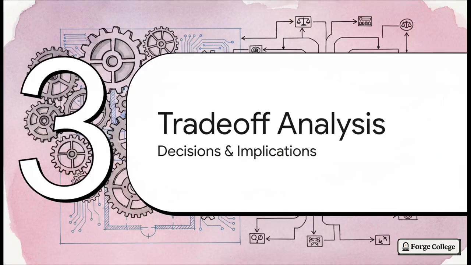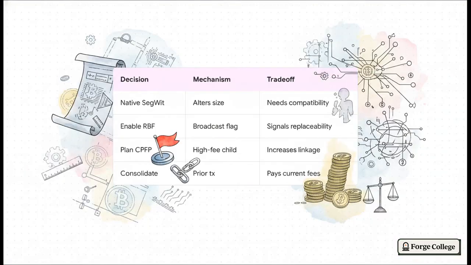Section 3. Trade-off analysis. Decisions and implications. Just like any engineering project, every single design choice in Bitcoin comes with strict trade-offs. Every action has an equal and opposite reaction. For instance, picking native SegWit will beautifully shrink your per-input size and radically reduce your fees. But you have to ensure your counterparty actually supports receiving to that address type.